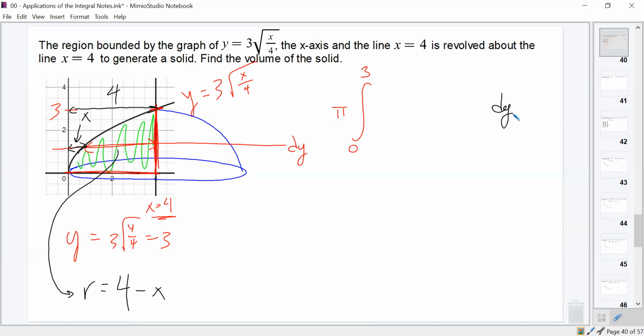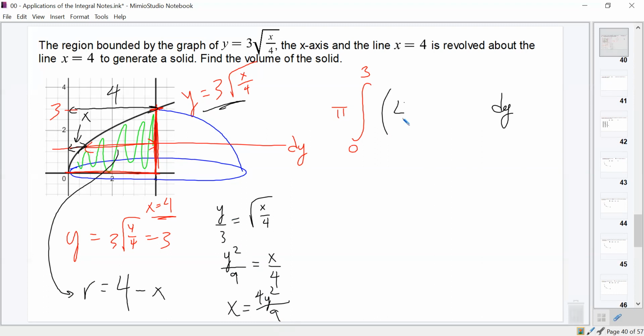So what we'll do instead is we'll take our original function, y equals 3 root x over 4, and we'll just divide by 3. So we'll get y over 3 is equal to root x over 4. We'll square both sides to get y squared over 9 is equal to x over 4. And we'll get that x in terms of y is equal to 4y squared over 9. So our radius should be 4 minus 4y squared over 9. And then we'll square that.